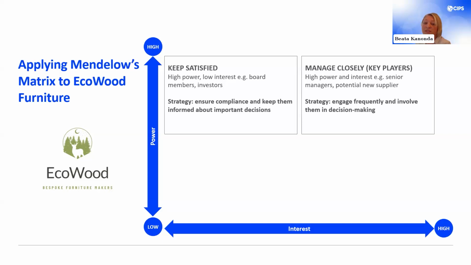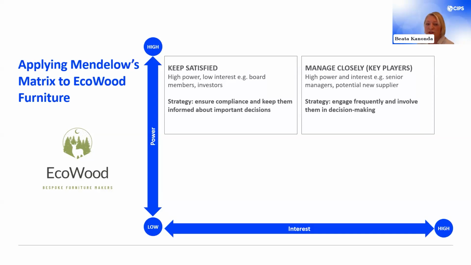Joanne should engage senior management frequently and involve them in decision-making. This could include regular meetings, updating them on negotiations with the new supplier, potential risks, and how EcoWood plans to handle the transition. With the new supplier, she should build a strong partnership by working closely to align expectations from the start and ensure that the operations meet EcoWood's sustainability and quality standards.